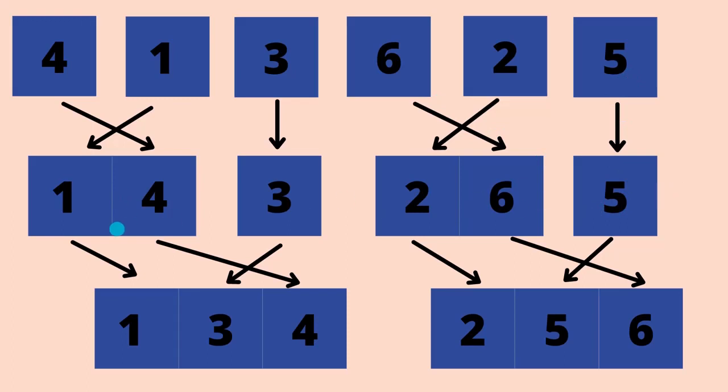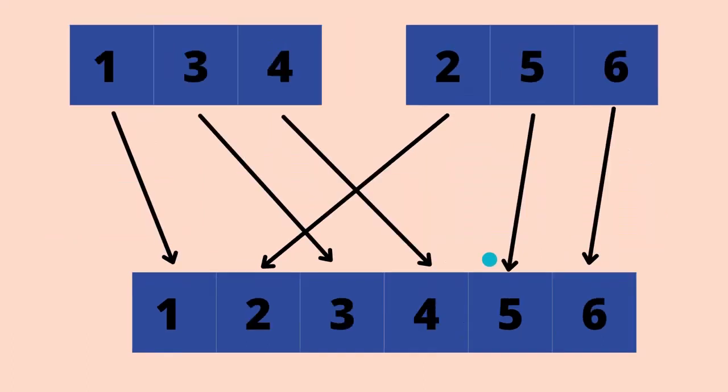Now again it will merge the arrays. In this case 1 will come first, then 3, then 4. In this case first 2 will come, then 5, and then 6, and so on, and hence we will get the final array.